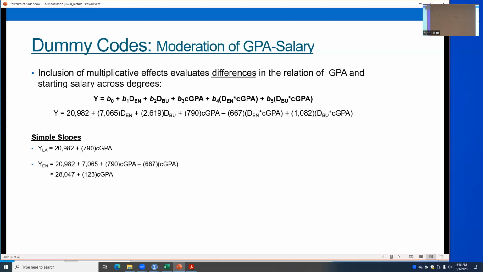Simple slopes for engineering. Again, my intercept comes down. Engineering was 1, that comes down. Business is 0, that goes away. This is my conditional effect that I'm looking at, so that comes down. Engineering is 1 here, so that gives me 667 times GPA, and that's 0, that goes away. That gives me my equation for my simple slopes for engineering, and now I've got the simple slopes for engineers relative to liberal arts folks. And then the same thing for my business, I'm just going through plugging in zeros and ones.